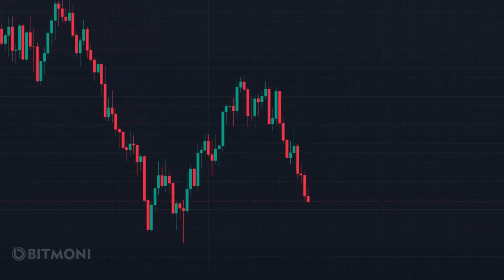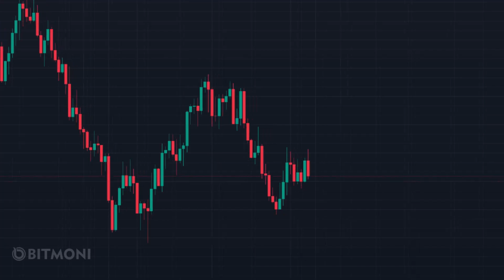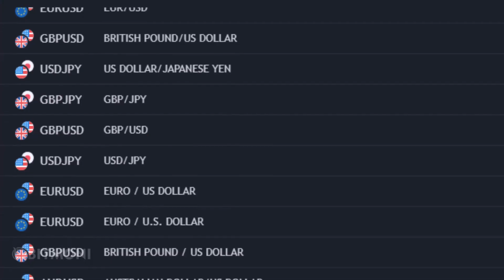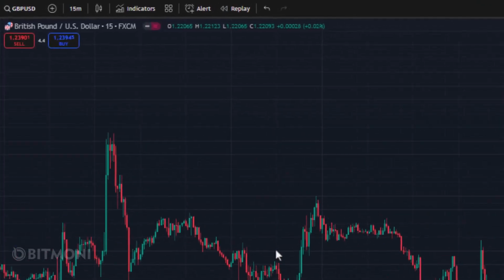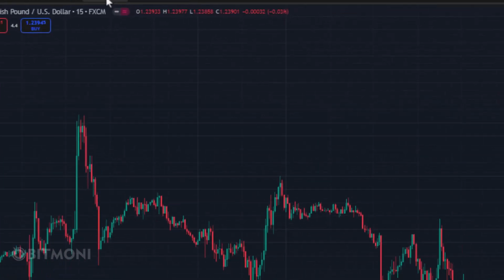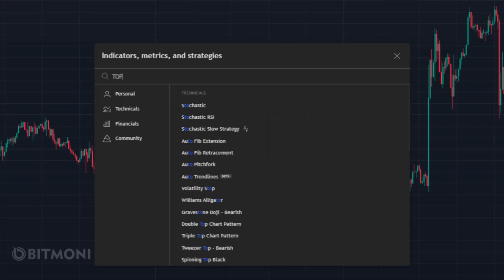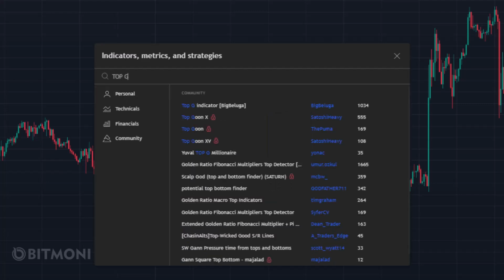To add this indicator to your chart, first go to TradingView, and then open any trading security that you like on any time frame. Next, click on Indicators tab and type in Top G Indicator. Then, select the one by Big Beluga.